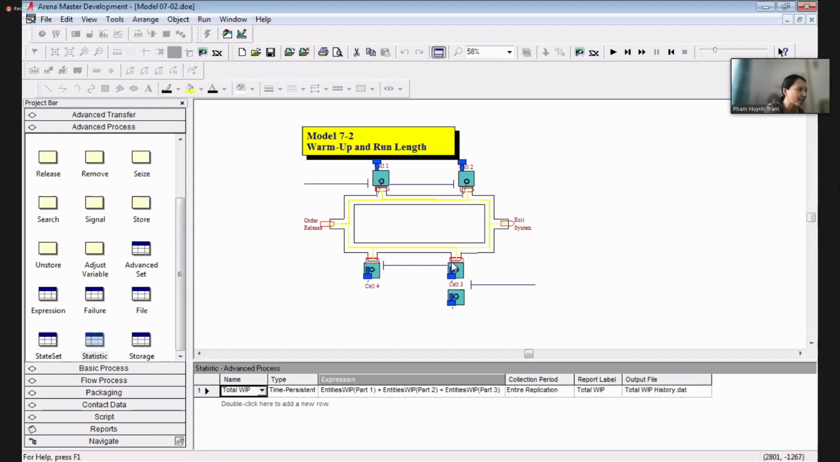All right, so this is our WIP. The WIP, the number in system, would be considered time-persistent. So in the statistic, we have to choose time-persistent. If you choose the wrong one, it will calculate wrongly. Remember, the average for time-persistent is different from the average for tally. So we have to choose the correct type to get the correct result.